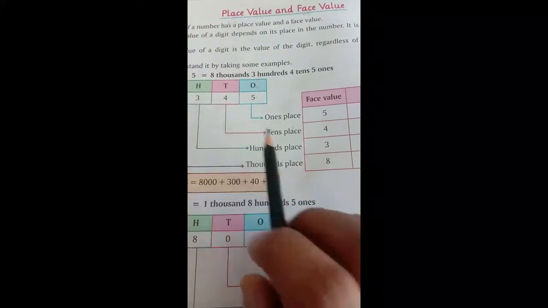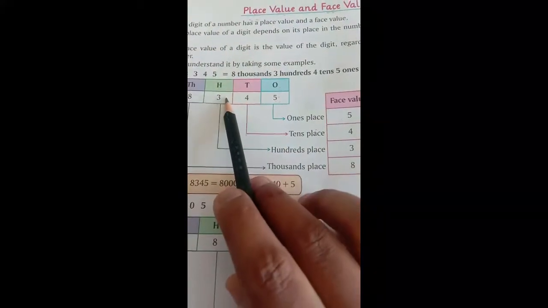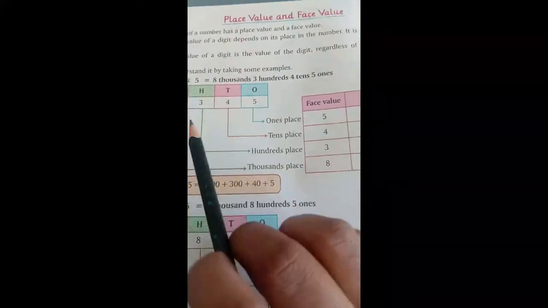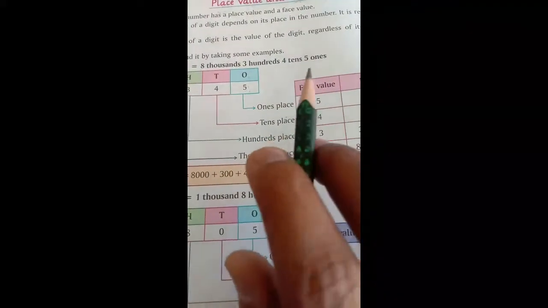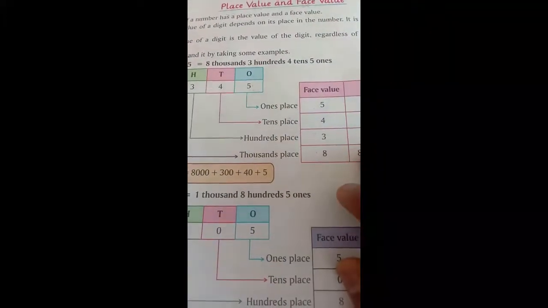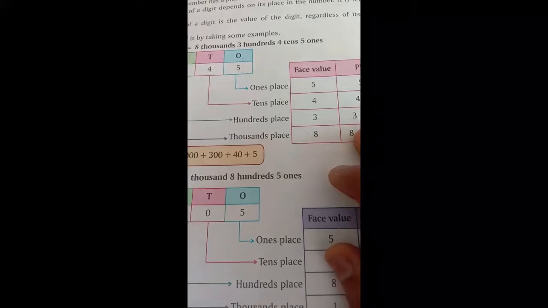The face value of 4 is 4. The face value of 3 is 3. And the face value of 8 is 8. Face value will not be changed on any place. Okay, but what about the place value?